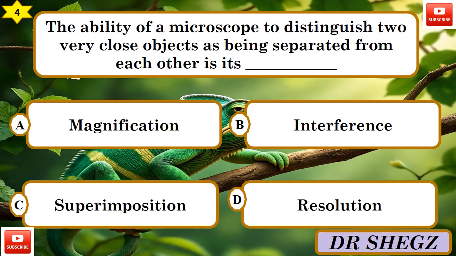The ability of a microscope to distinguish two very close objects as being separated from each other is its resolution.